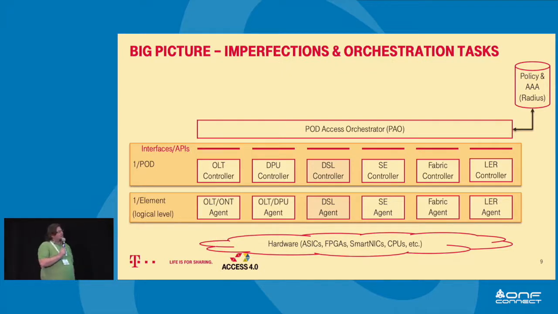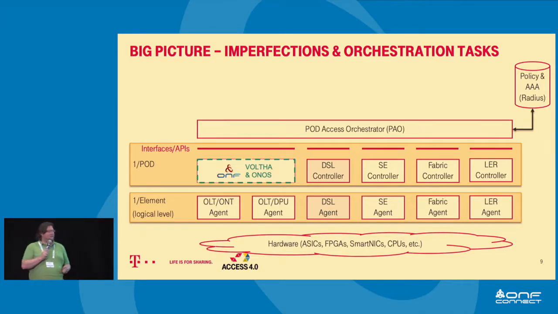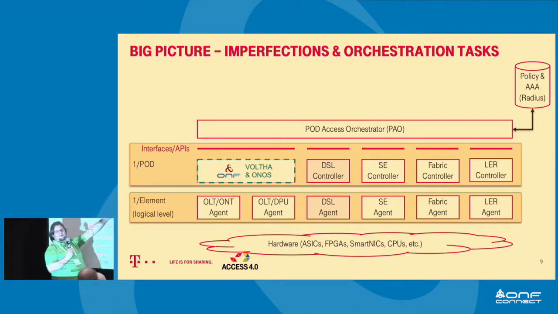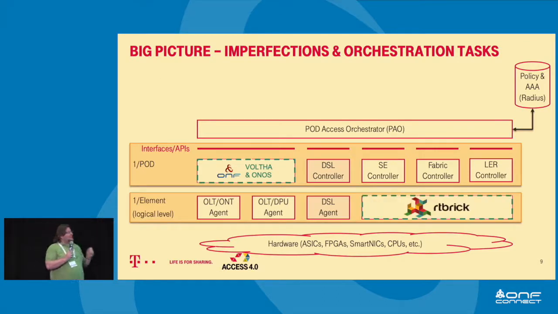So as the next part, maybe one more click. What we're currently planning to do is basically use Volta and ONOS as our tandem for passive optical network control. And that answers Asim's question. Yes, we do still use ONOS, but we only use it basically for this part of the whole pod. We're not planning to use it for another part right now.